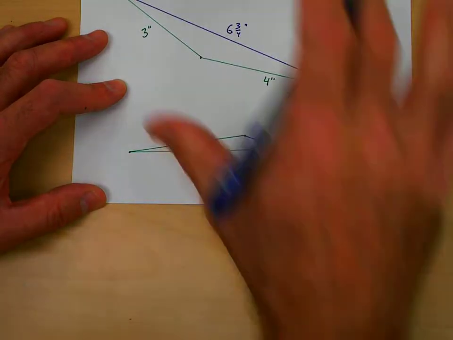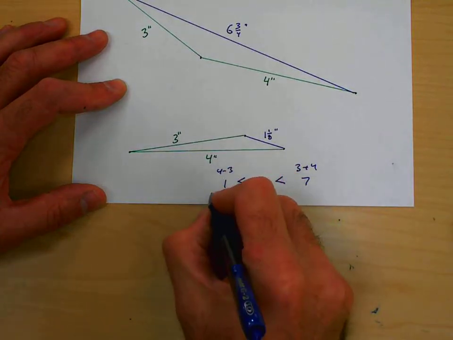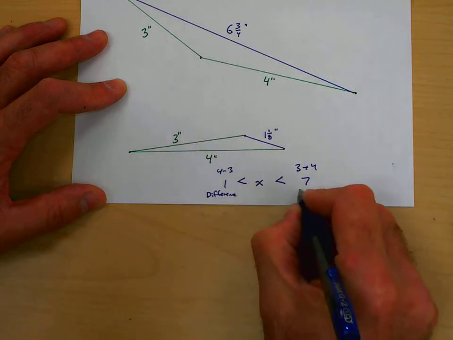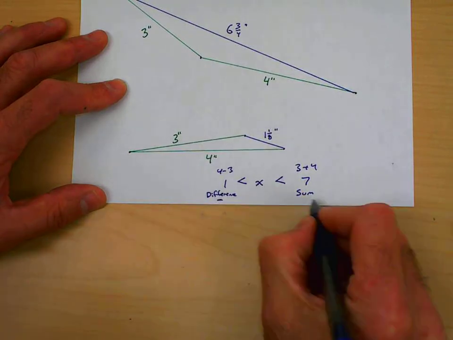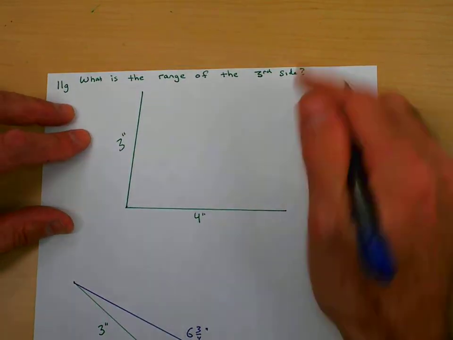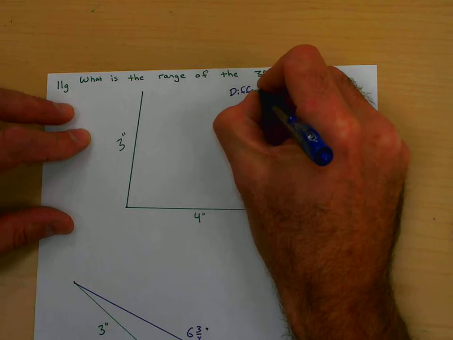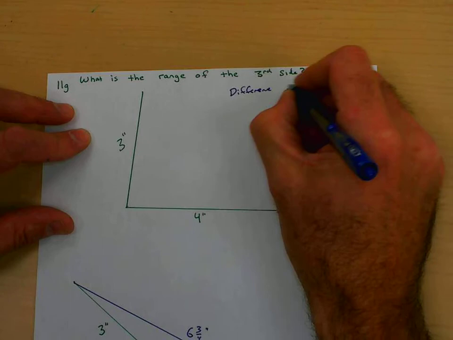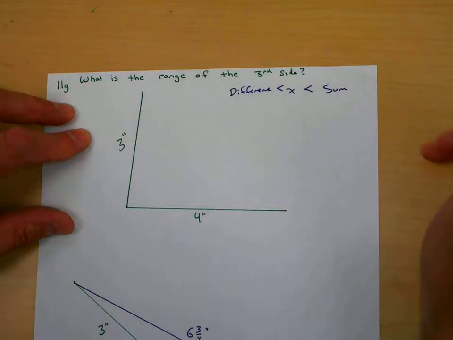So in the end, what is the range of that third side? It falls between the difference of the two values and the sum of the two values. So we subtract, and that's what gives us the range. What is the range of the third side? It falls between the difference and the sum. X would have to fall between those. It's going to have to be greater than the difference, less than the sum.